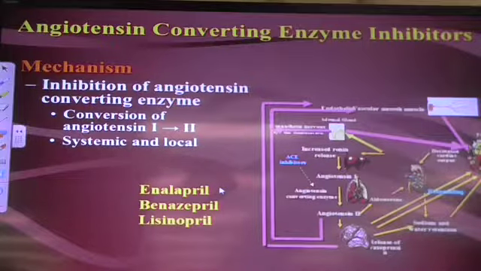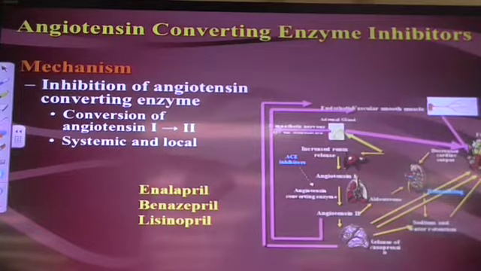One of the things I want to warn you about is, this is true systemically, but each tissue also has its own production of angiotensin. So while I've got this drawn that it happens systemically, this also happens at the tissue level. And the only reason I bring this up is we're going to have to talk about therapeutic failure. And that's going to play a role in therapeutic failure.